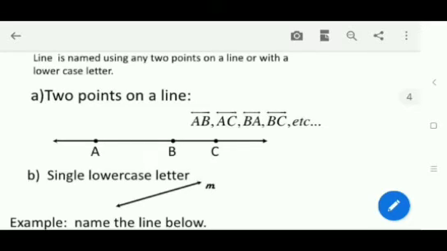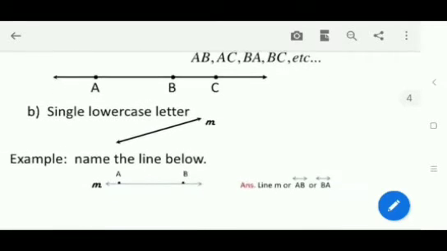See the figure there? The second figure is line M. As you can see in the third figure here, there are different ways in which this line is named. It can be named as line M, or you can call this as line AB or line BA.